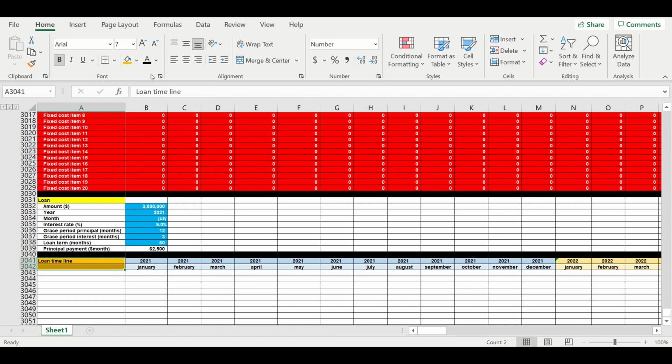The next moment that we search is the moment when we start payments, interest payments or principal payments. Then we count the months inside the loan term.